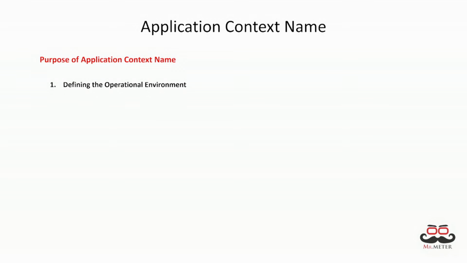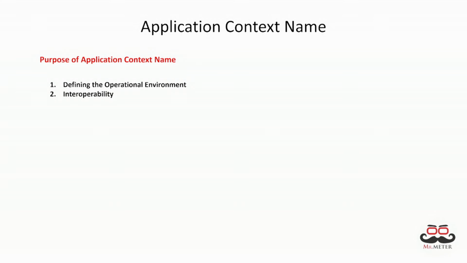Let's talk about the purpose of the application context name. The first one is defining the operational environment. The application context name identifies the specific application or protocol framework that the association will use. This ensures that both the client and the server are aligned on the expected behavior and capabilities of the communication session.